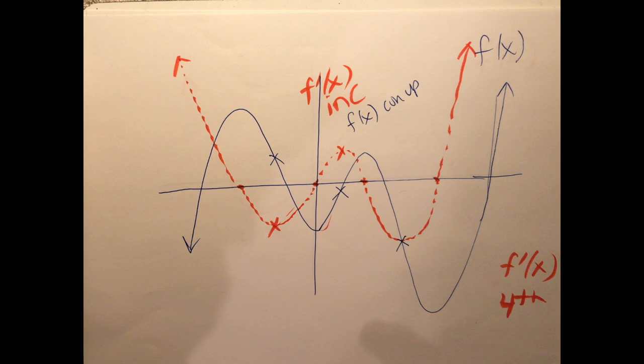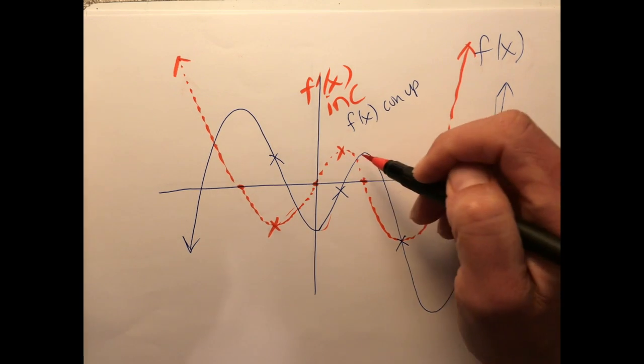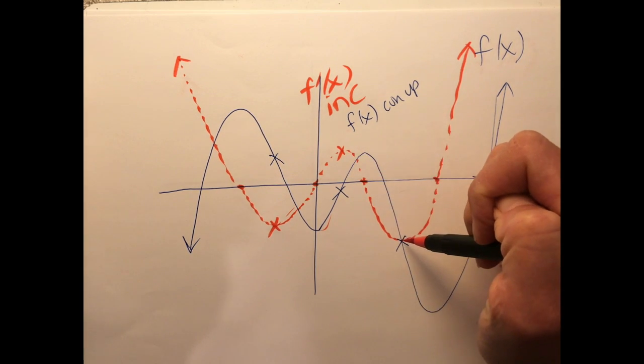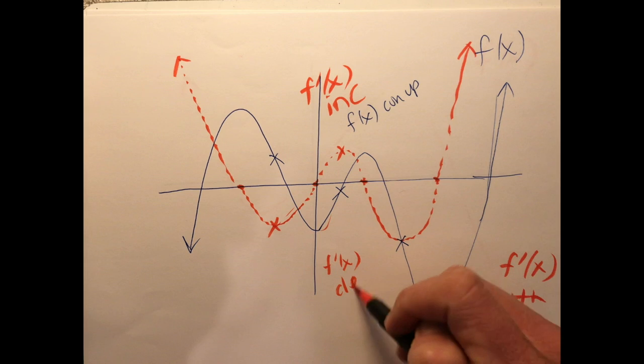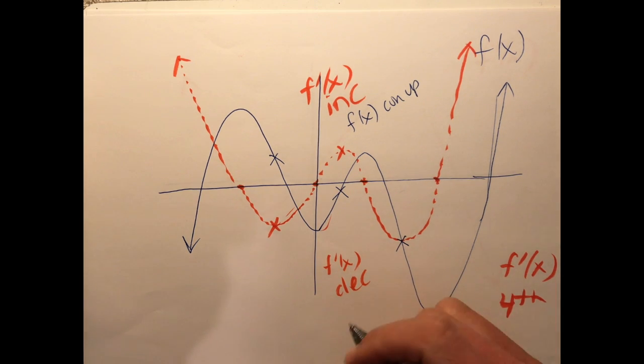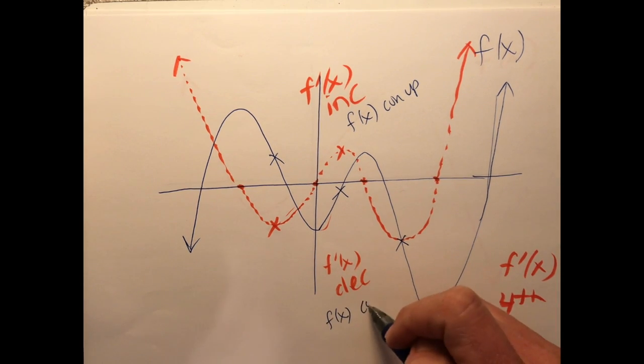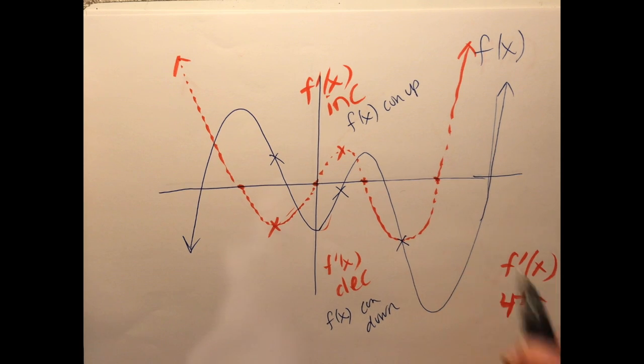I know, right? It's awesome. Let's see what happens after that. Decreasing, f of x is concave down. So when f prime of x decreases, f of x is concave down.